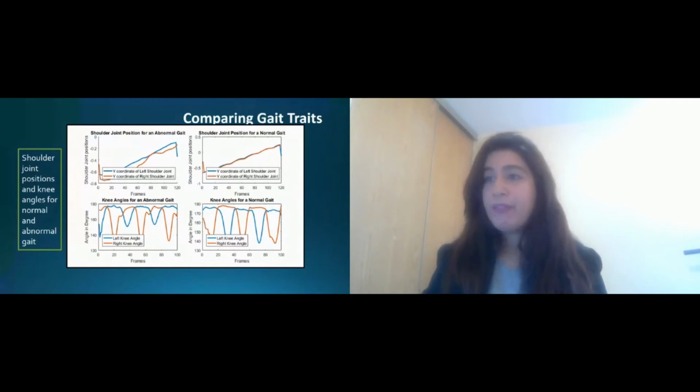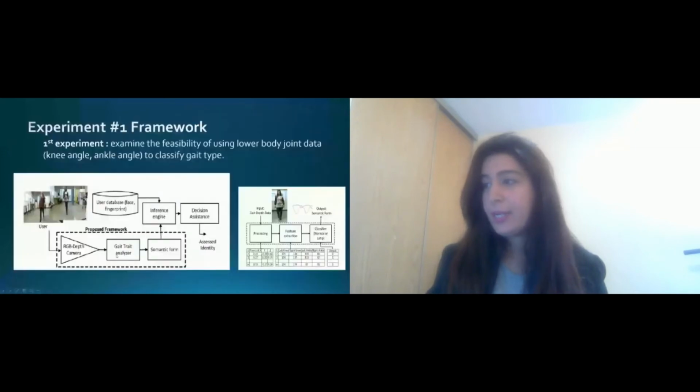So we get the images from the user when they are walking, for example, in the airport. We get the images from the RGB depth camera. We'll go through the gait trait analyzer, semantic form, and then it will be compared against a database. So let's say in the airport, they have a database of face, fingerprint, and other characteristics. There's an inference engine here, and we will have the decision at the end.